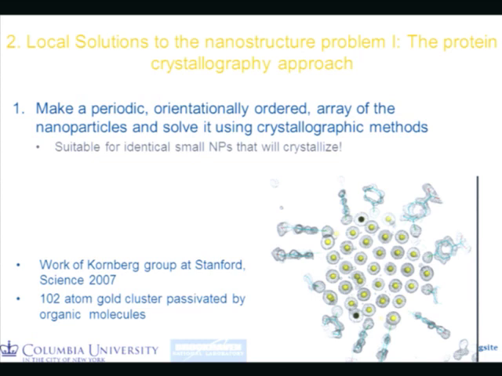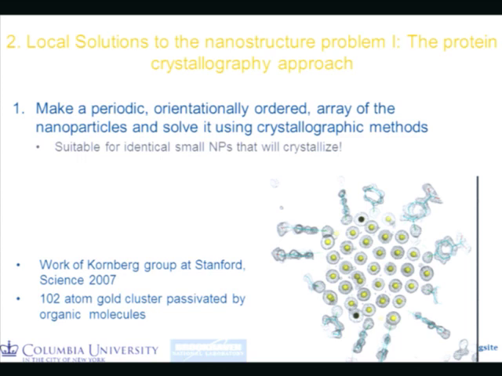So this is Kornberg's group at Stanford in 2007. They did exactly that. They took 102 atom gold clusters, passivated with ligands on the surface, and they crystallized it. And the interesting thing was they solved it with protein crystallography methods, because it's like a little inorganic protein. And what they found was that it was a really non-trivial structure. It wasn't a little piece of FCC gold, but it was enantiomeric. It had chirality.